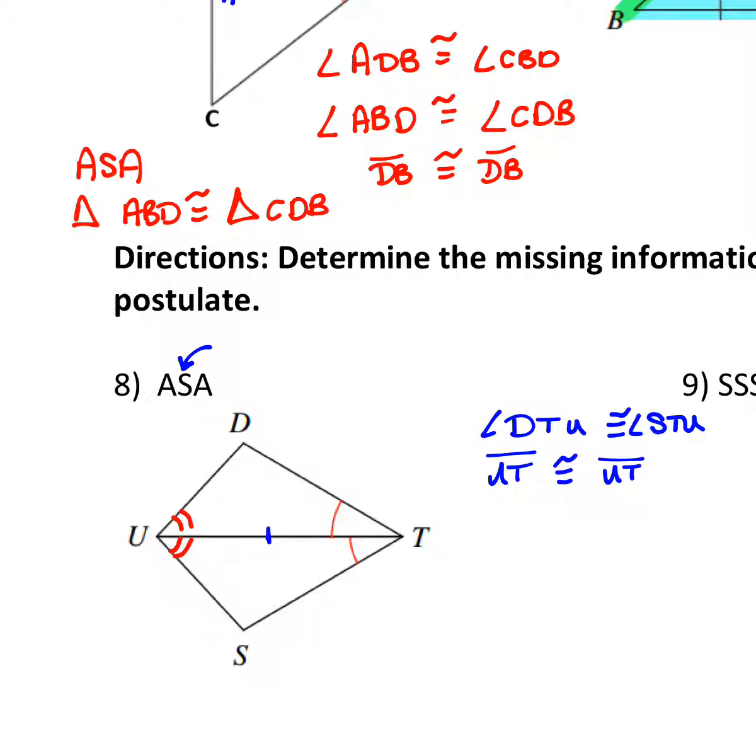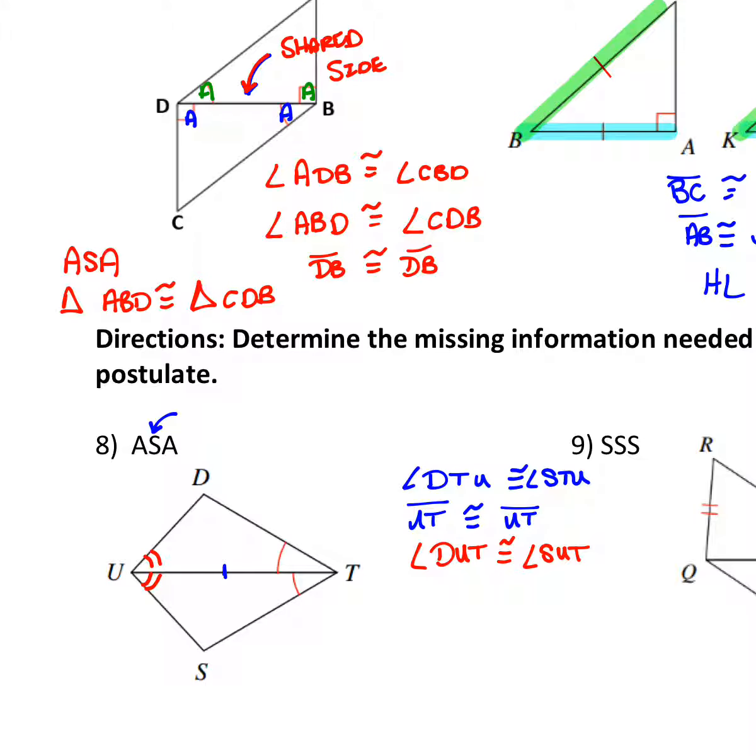If I would have done angle D and angle S, I would have created angle, angle, side. So if I've got angle, side, angle, that UT, that side, needs to touch both of the congruent angles. So I know angle DUT needs to be congruent to angle SUT to make it work based on angle, side, angle.